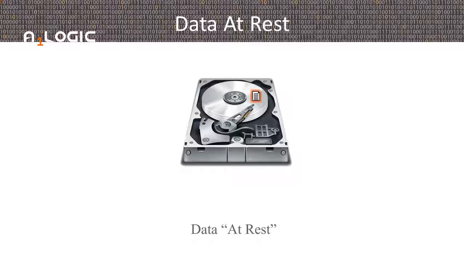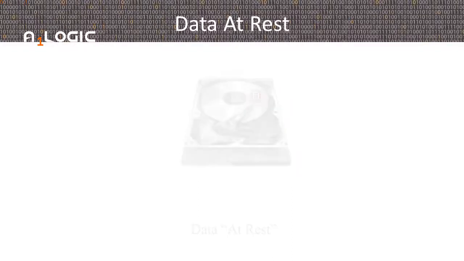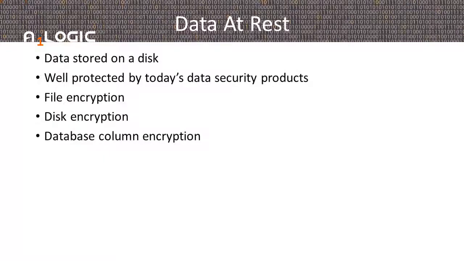Data at rest is when it is stored on a disk, and data at rest is generally well protected today by encryption. There are two main types of data at rest encryption: file encryption and disk encryption. File encryption provides more security because it is more granular and at the file level, which allows the encryption to follow the file wherever it ends up, even if it is exfiltrated.